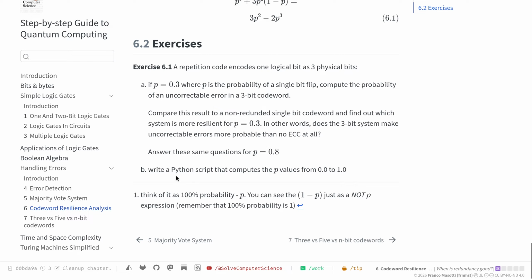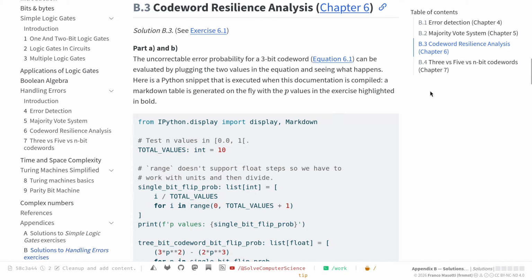Then in the next point, you can write a Python script that computes the values for p from 0 to 1. Maybe you can use a step of 0.1, so you have 10 values at the end, for example. You can pause the video here, and now we're going to see the solution. Of course, if we use the equation, what you need to do is just replace p with the two values 0.3 and 0.8. This is very straightforward, and we are going to use the Python script directly.